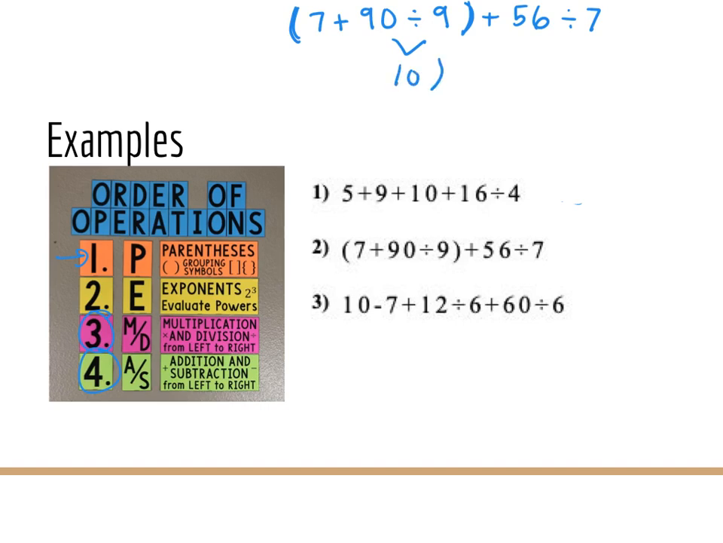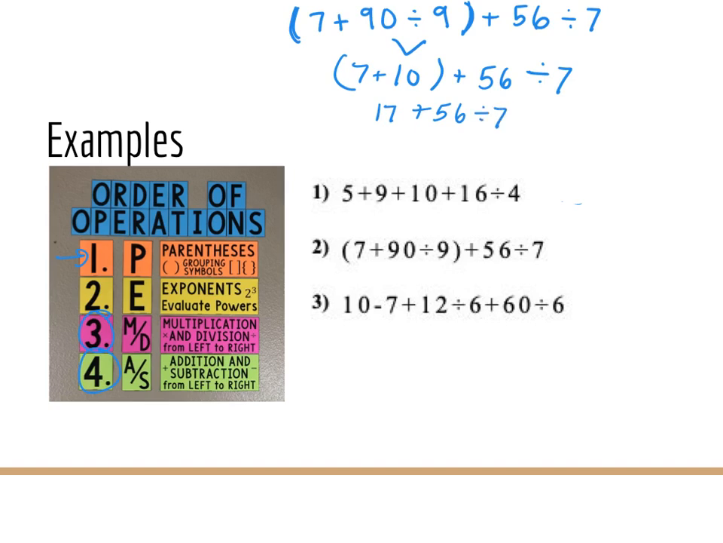Then I'm going to copy down the rest of my equation with the parentheses so I don't forget. All right, still have my parentheses here for 7 plus 10. Even though there's division over here, I still have to do what's in the parentheses first. So 7 plus 10 is equal to 17. And since I've done all the operations for that number, I can get rid of the parentheses around it. Plus 56 divided by 7.